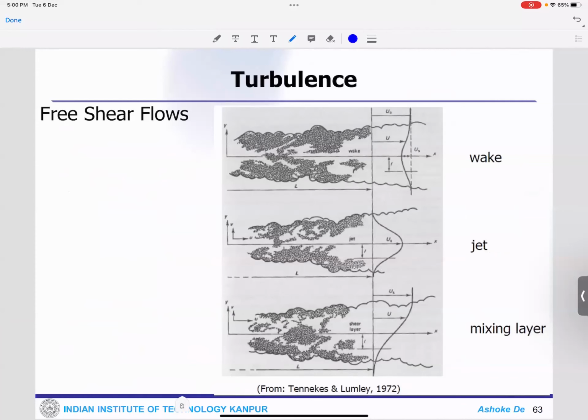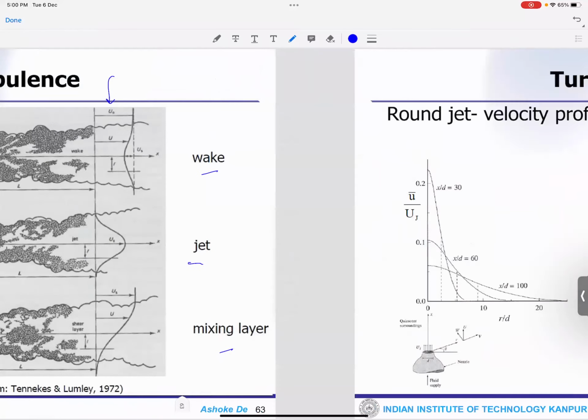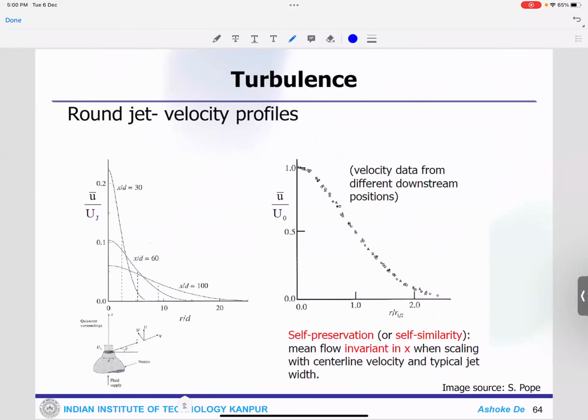Now in free shear flow, these are essentially the free jet. You can see what happens at the wake. This is the jet and this is the mixing layer. Mixing layer means two different fluids are mixing. So you see the nature of the flow, and importantly in this particular case, you see the velocity profile, how it looks. Okay, so this is the typical round jet profile.